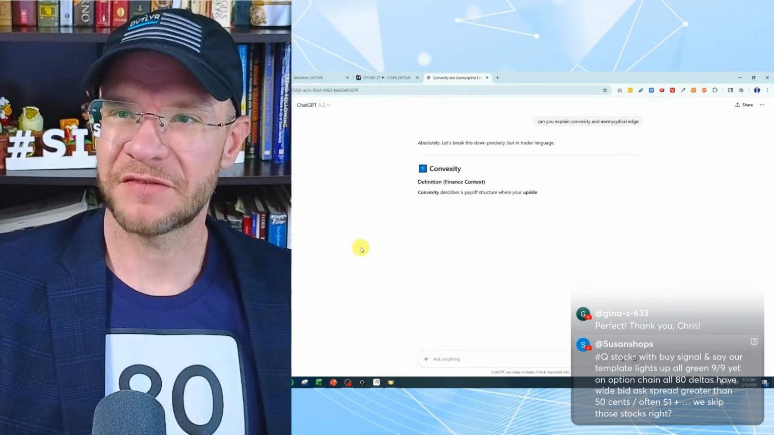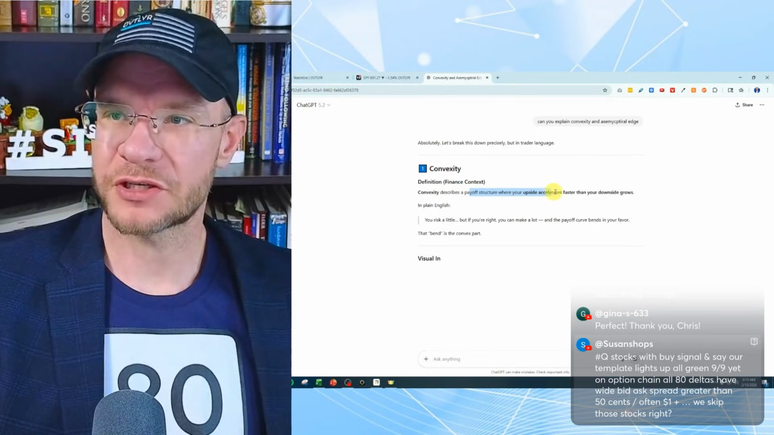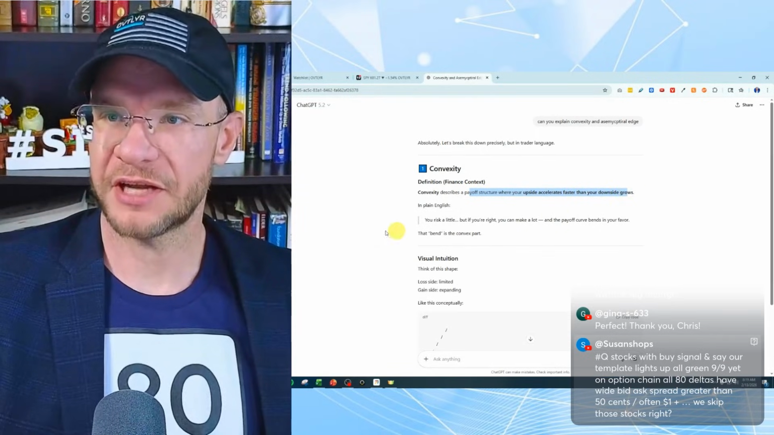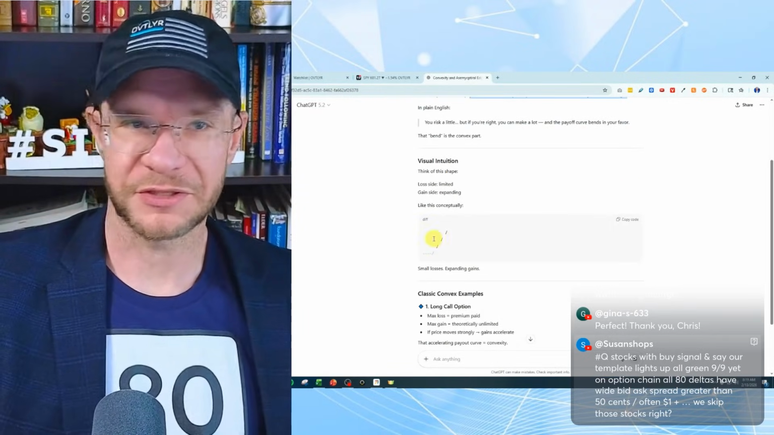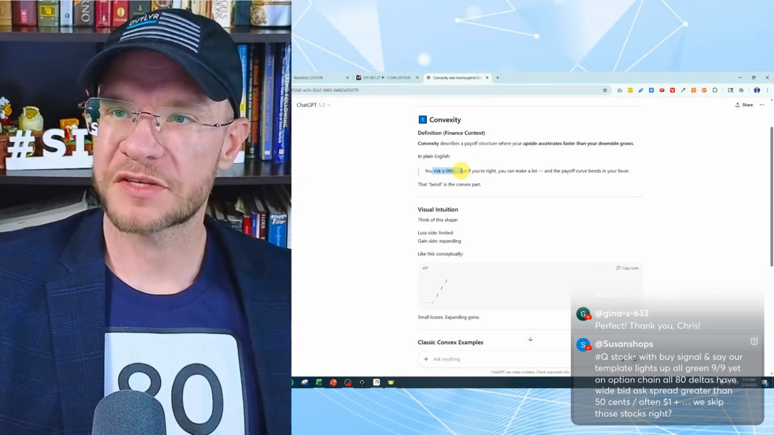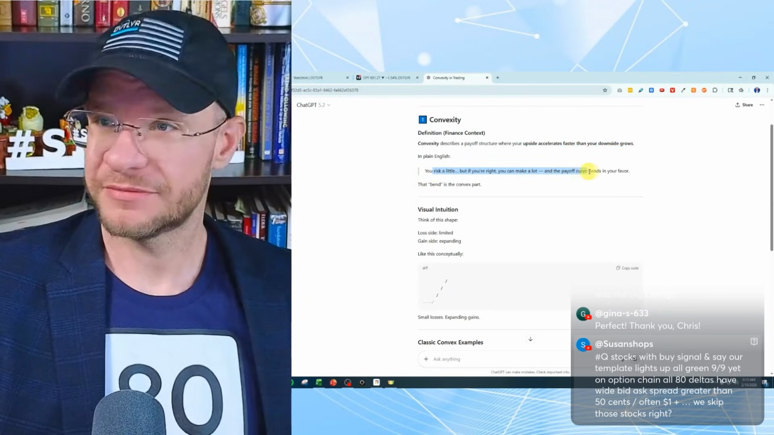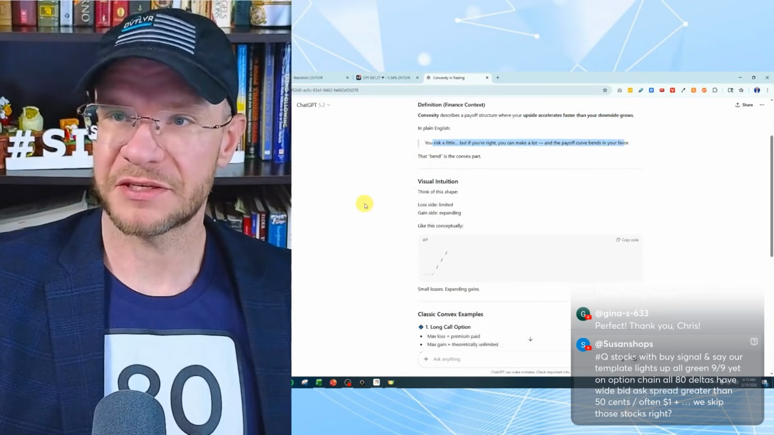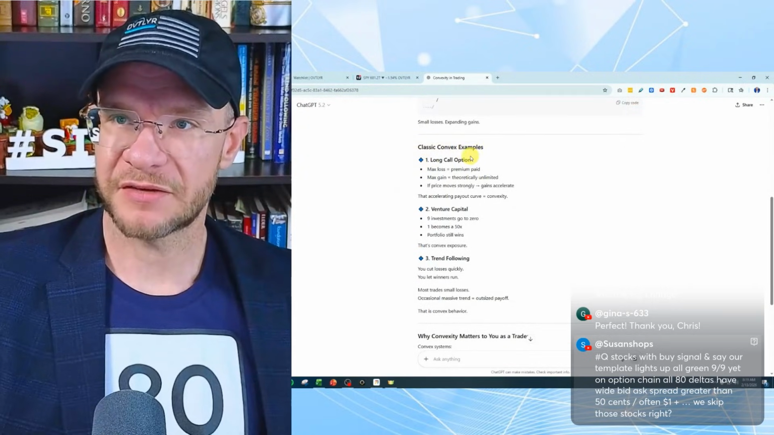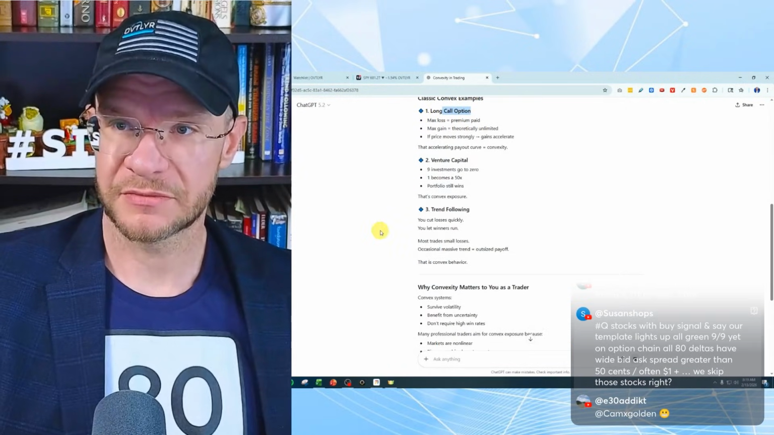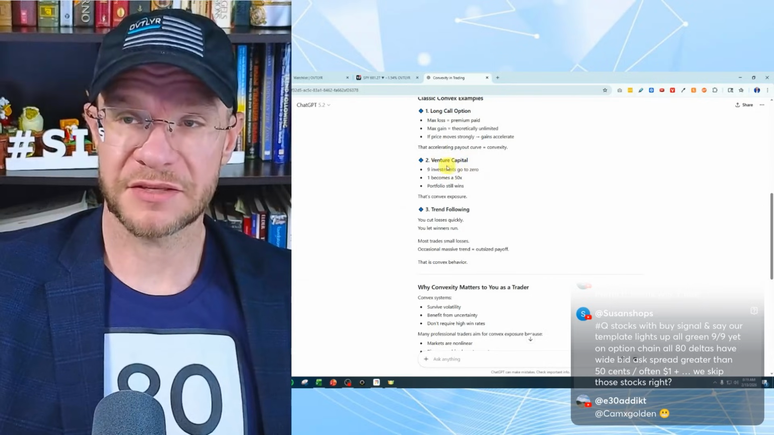Absolutely. Let's break this down. Convexity describes a payoff structure where your upside accelerates faster than your downside gains. Oh, look at that. I drew a little call option. You risk a little, but if you're right, you can make a lot. And the payoff curve bends in your favor. Okay. Classic convex, a long call option. Venture capital. Okay, that's a great example, right?